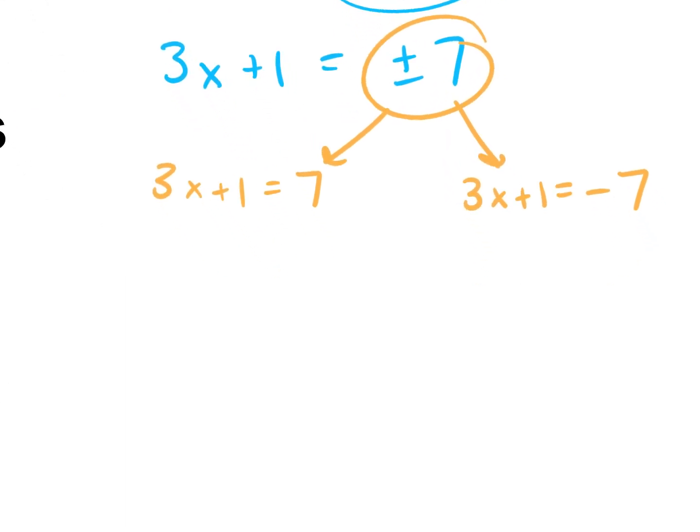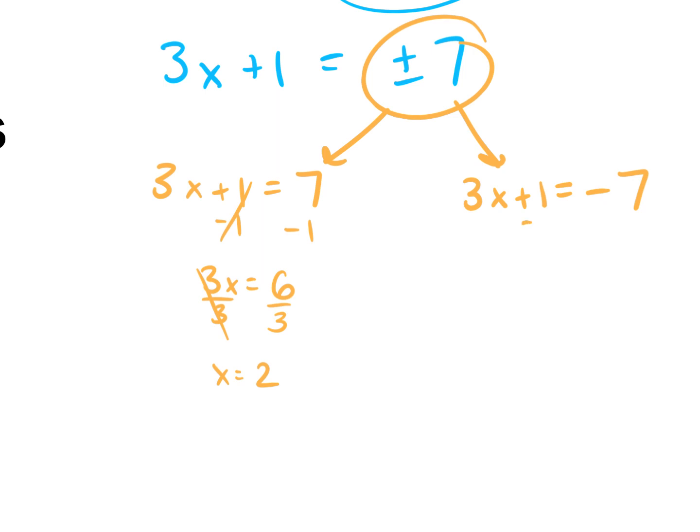Now let's solve. What would we do next to solve the equation on the left? Subtract 1, perfect. So 3x is equal to 6. Then what? Divide by 3. So x is equal to 2.